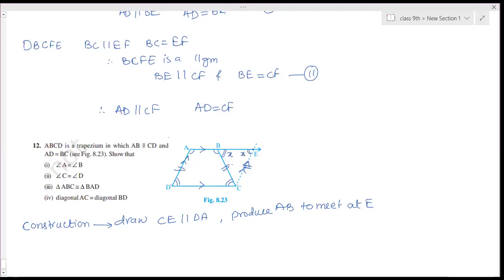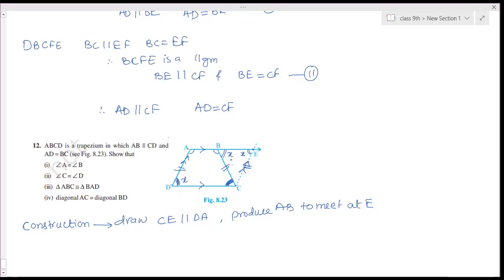Consider them as x and x. Now if this angle is x, then what is angle D? x, the opposite angle of the parallelogram. It is x. Now if this is x, what about this angle? 2x.